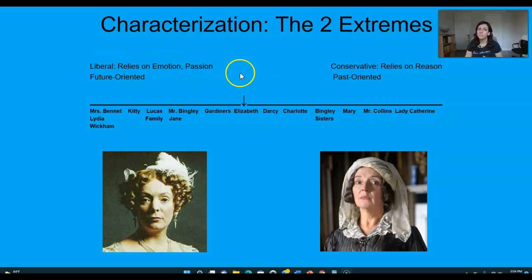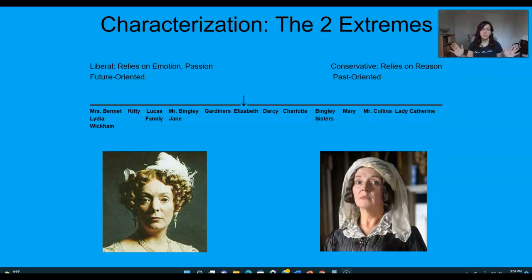Conservative-minded people relied on logos, so they relied primarily on their reason and logic. They were very past-oriented people, and one of the things about them was that they did not like change. So I created this chart to categorize these individuals. The ones on the right tend to lean on the conservative side. The ones on the left tend to lean on the liberal side.